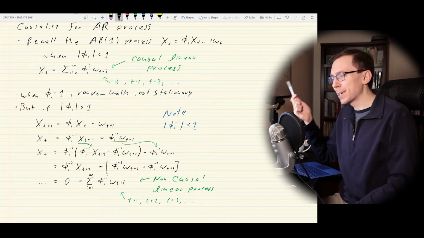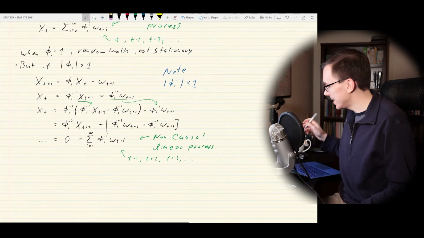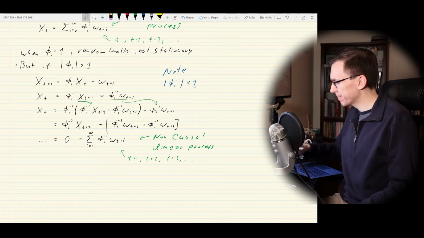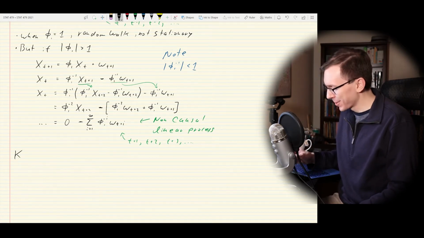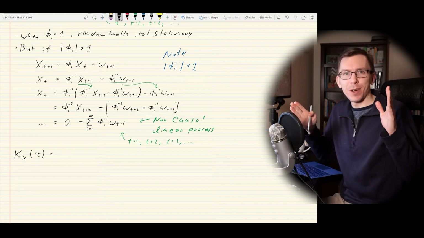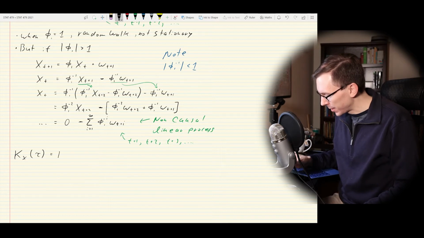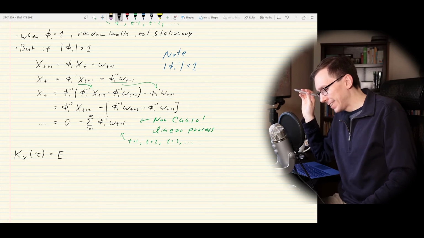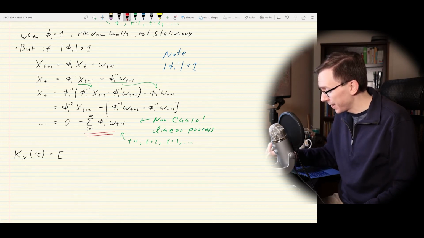So what we really need to do is compute the autocovariance to show that it is in fact a stationary process. So let's do that. Because I know that it's stationary, what we're going to do is write it as k_x(tau), where tau is the difference between two time points. And what we can do is write this now as the expected value. And again, when we're computing the autocovariance, we're multiplying two of these infinite series together.